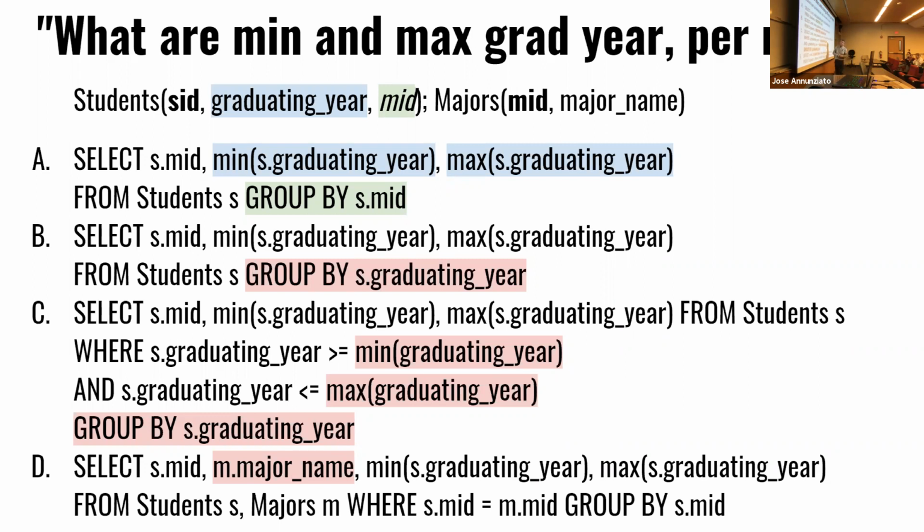We want the buckets to be per college, not per year. So this one's definitely not an option. This one too, right? Here, this one's also grouping by the year, right? That makes no sense either.